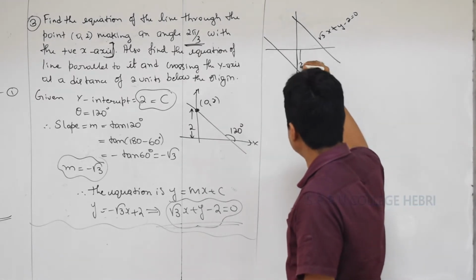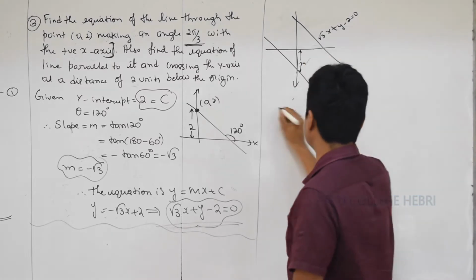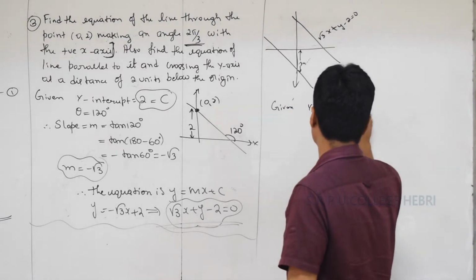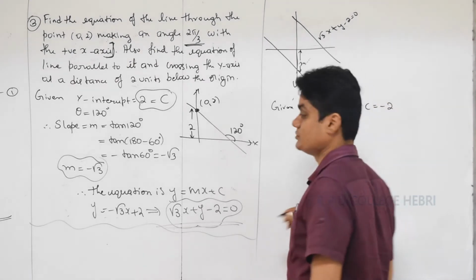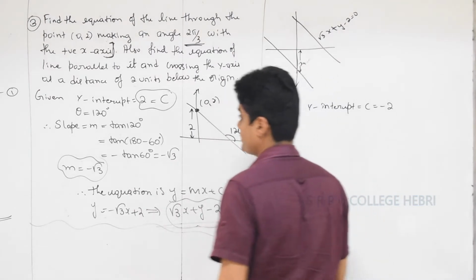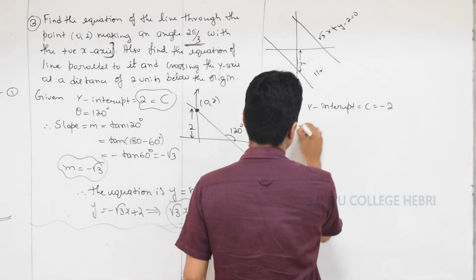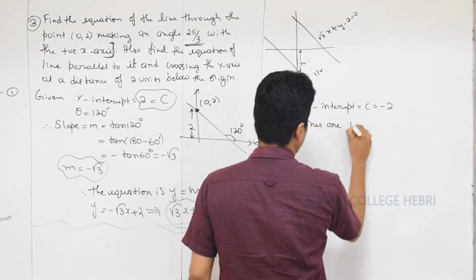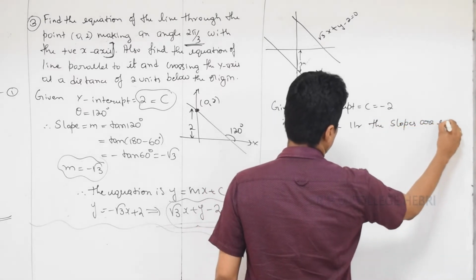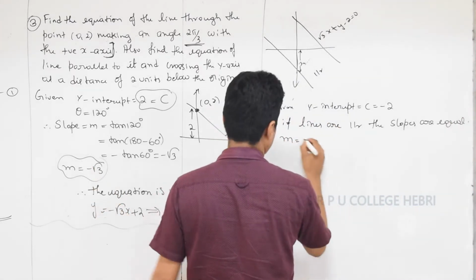So again, we consider the y-intercept. This distance is 2. So for this data given in the question, the y-intercept, that is c, is equal to minus 2. Why is it minus 2? Because it cuts the negative y-axis. Okay, so what is required? Slope. If two lines are parallel, right? You know that if lines are parallel, then slopes are equal. We already know about this. So the slope of this line is again minus root 3.